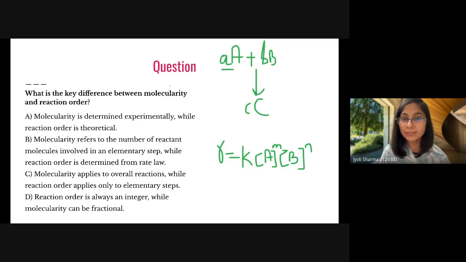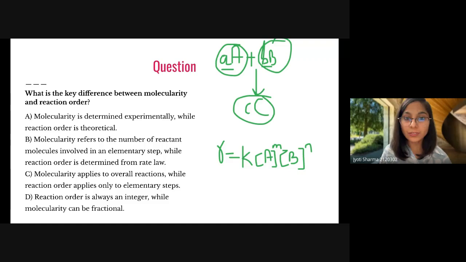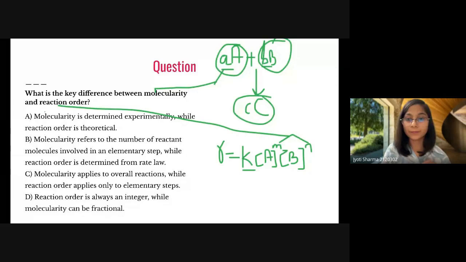We have this small a and this small b. These are the number of molecules of A that are reacting with the number of molecules of B, and this gives the number of molecules of C. So these coefficients give you the molecularity. And here I wrote an equation: R is the reaction rate, k is the rate constant, and m and n are the orders. So these are the reaction orders.